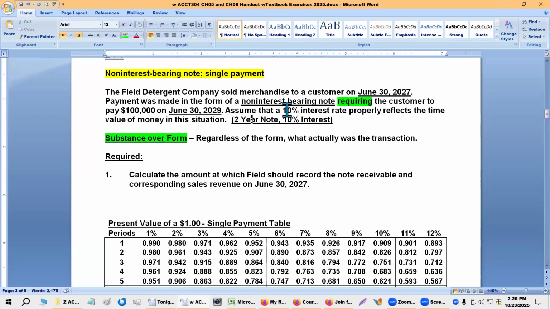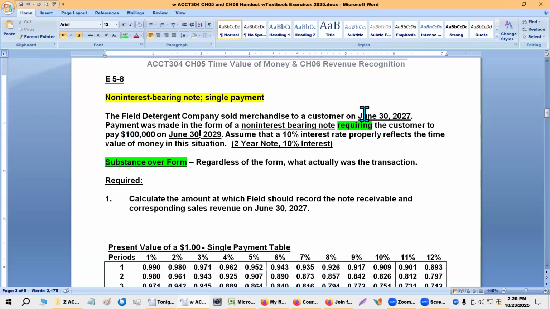So the form of this is a note for $100,000. That's the form. It's a $100,000 note. That's all there is on it. There's no interest or anything. Now, we're not stupid. We know that this money in the future is going to be worth less than it is today.